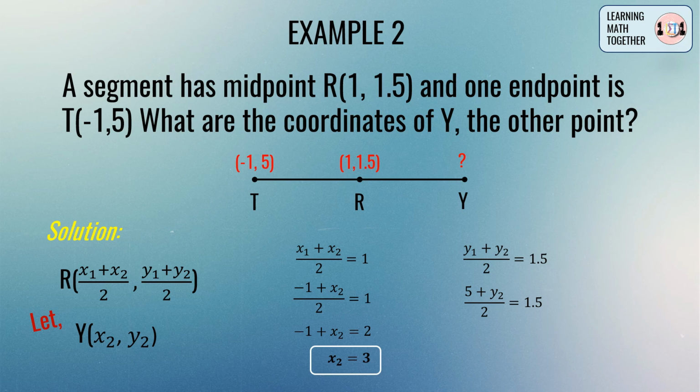Do the same as what we have done in the first process. So we have to multiply the entire equation by 2. There we got 5 plus y sub 2 equals 3. And then isolate y sub 2 for us to get the y-ordinate of the endpoint. So y sub 2 is equal to negative 2. Thus, we have the coordinates of our point Y here, that is 3 and negative 2. So that's the final answer.